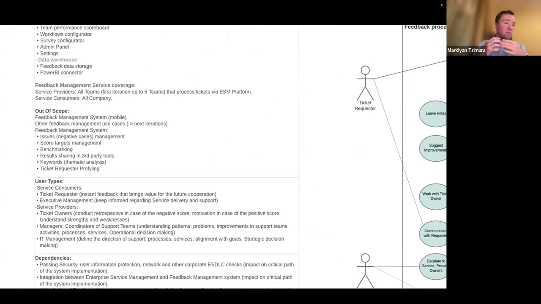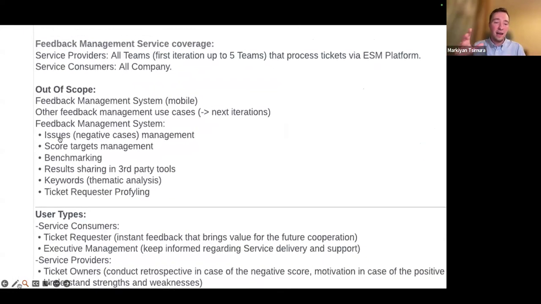We had at least 15 user stories from top management, and almost all those 15 user stories were put into the second or third iteration, and put out of the scope, because due to the constraints of 6 months, we couldn't implement them. That's why AI for thematic analysis of feedbacks, or benchmarking with other companies, or targets management, were all put into the second, third iteration, and some of them were completely removed from the scope, because out of scope is also important if you want to avoid the scope creep.